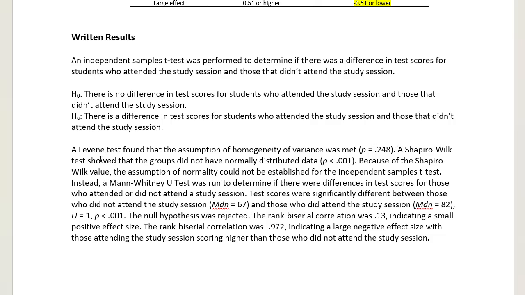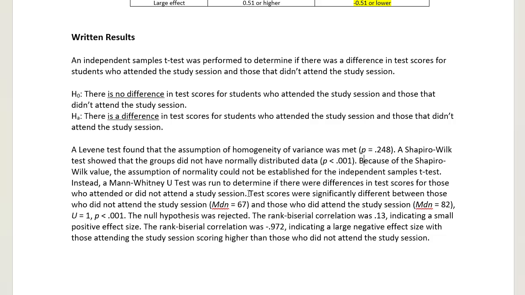And then a Shapiro-Wilk test showed that the groups did not have normally distributed data. And so you can see no normally distributed data. Because of the Shapiro-Wilk value, the assumption of normality could not be established for the independent samples t-test. Instead, a Mann-Whitney U-test was run to determine if there were differences in test scores for those who attended or did not attend a study session.